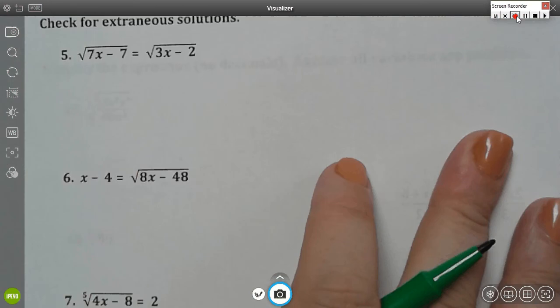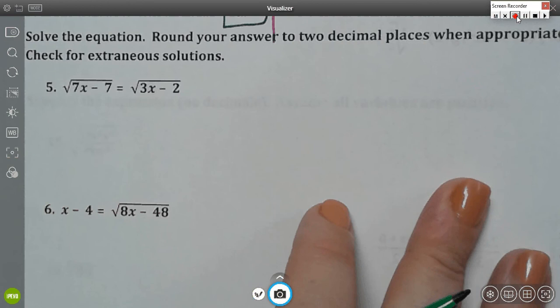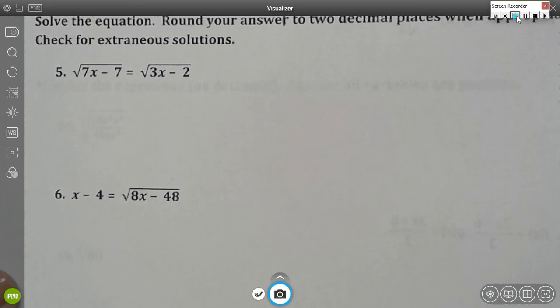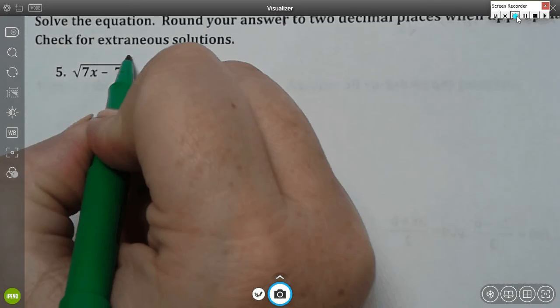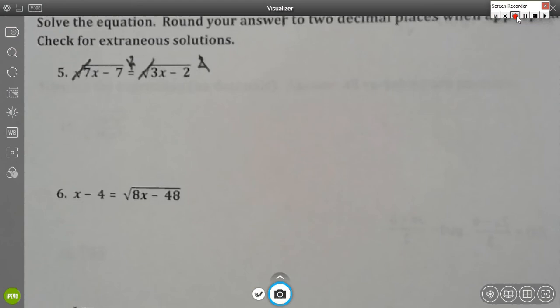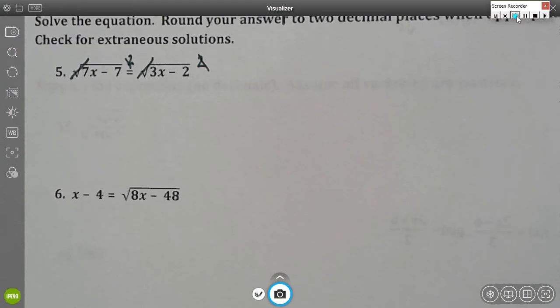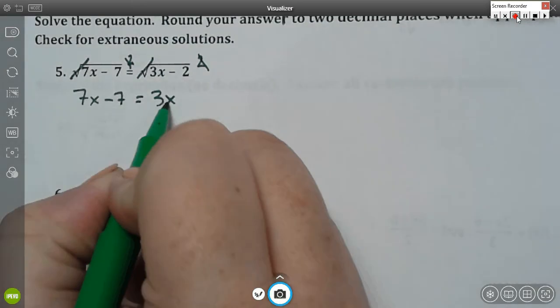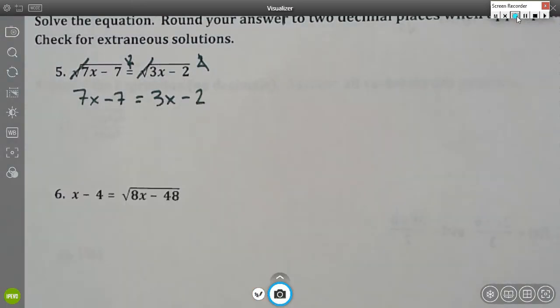Number 5 asks us to solve here. So what we're going to do is, since we have two radicals, we're going to get them on either side. They're already on either side, so I am going to square both sides. Okay? That cancels out my radicals, and it leaves me with 7x minus 7 equals 3x minus 2. And now this is a simple solve.